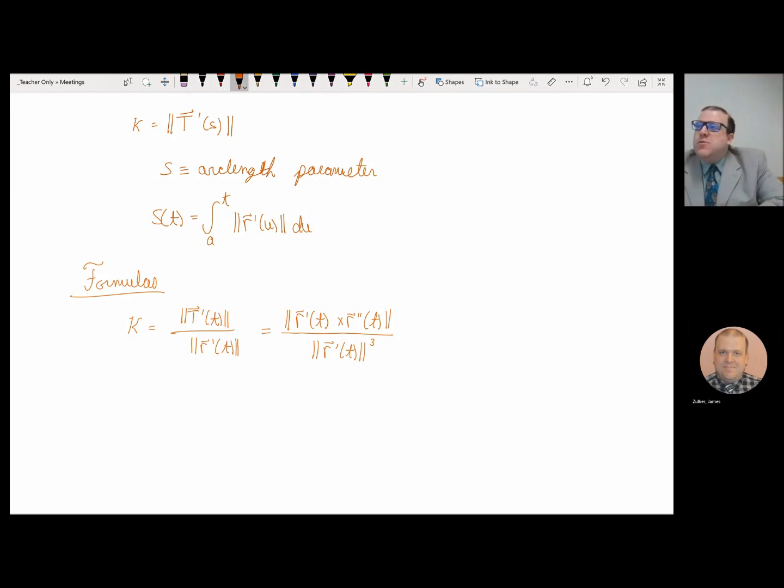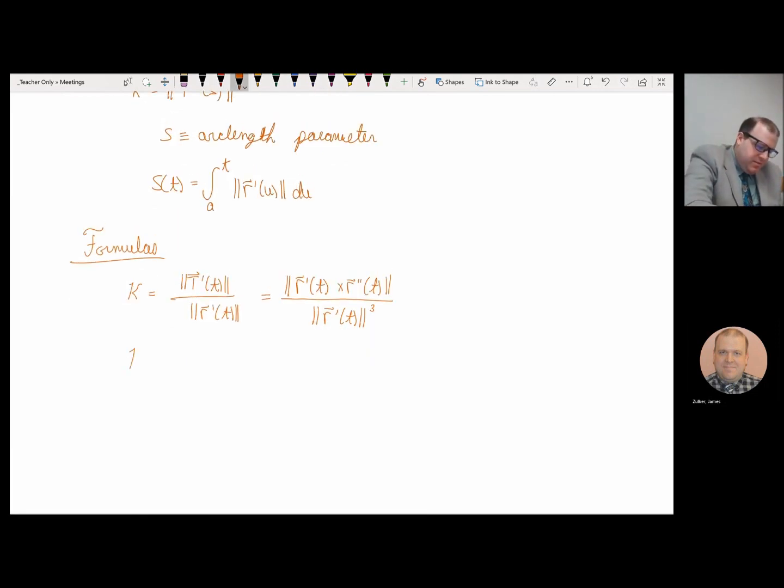However, there is another useful formula. What if the curve is given to us in the form y equals f of x? Then we can use this formula. The absolute value of y double prime over the quantity of 1 plus y prime squared raised to the 3/2.